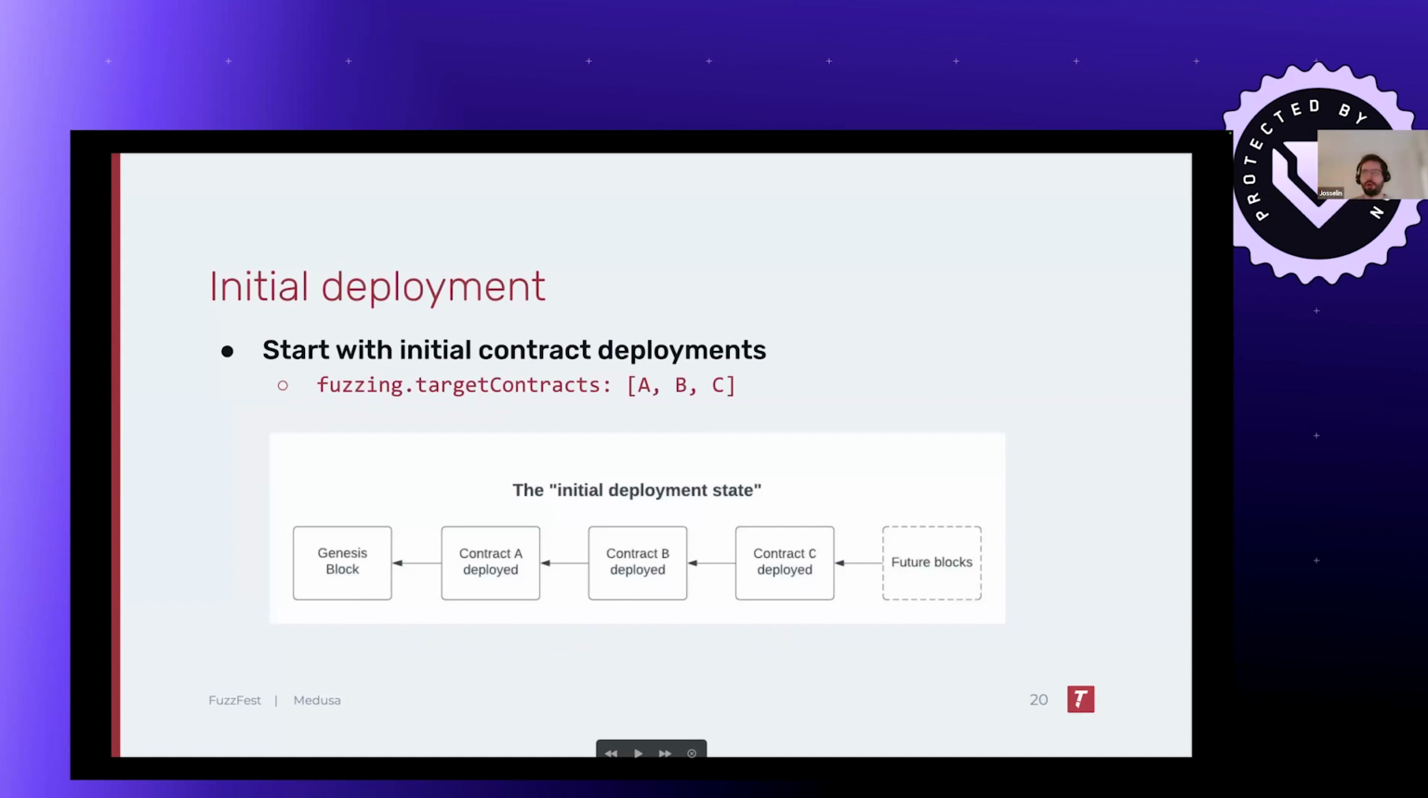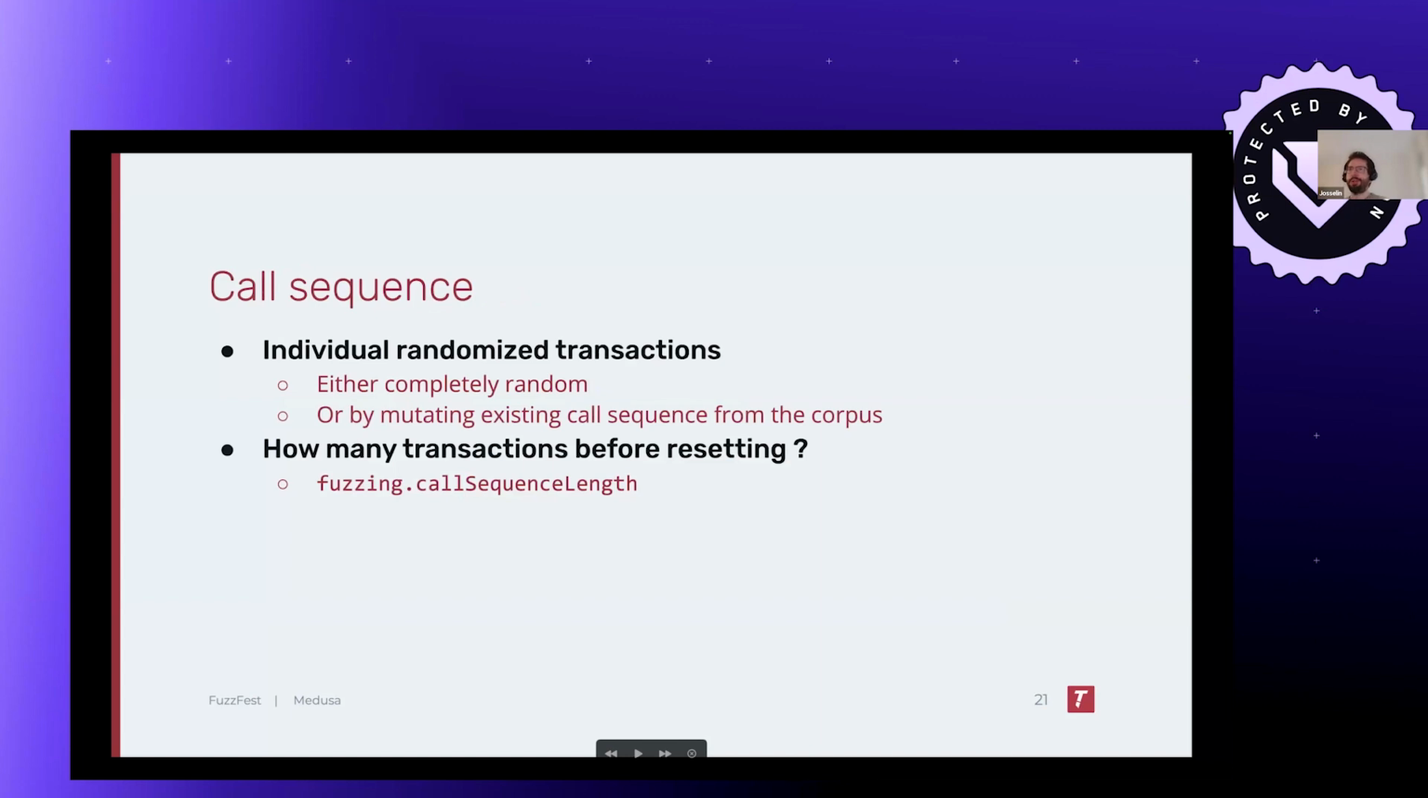So how does it work from a more concrete point of view? When you run Medusa, the first thing it's going to do is generate a genesis block, and it's going to deploy the initial contracts that you want to deploy. This is within the configuration file under the fuzzing target contracts. So it's basically all the contracts you want to deploy at first. If you want to deploy A, B, C, it's going to deploy A, then B, then C. Pretty straightforward. This is the initial deployment step, the first step before fuzzing. Once it has this initial step, it's going to actually fuzz the system.